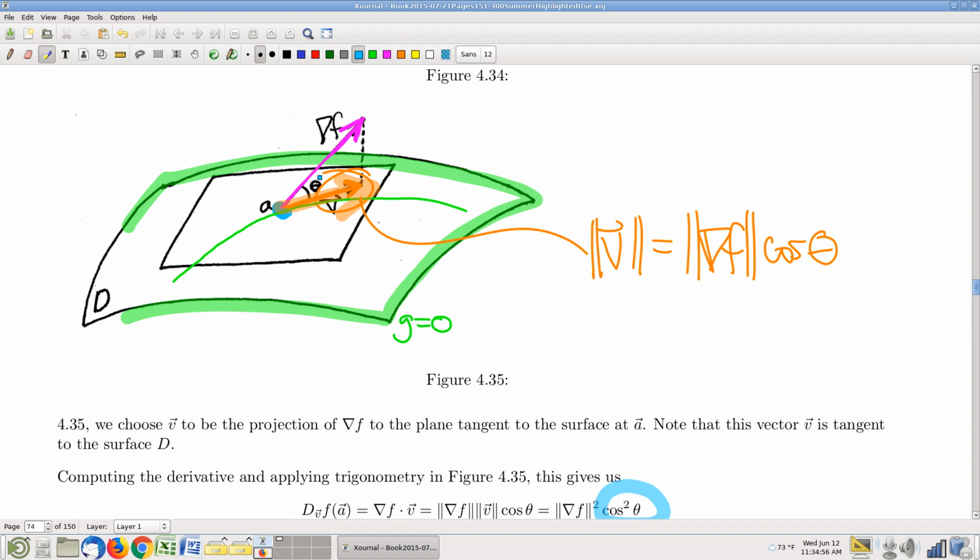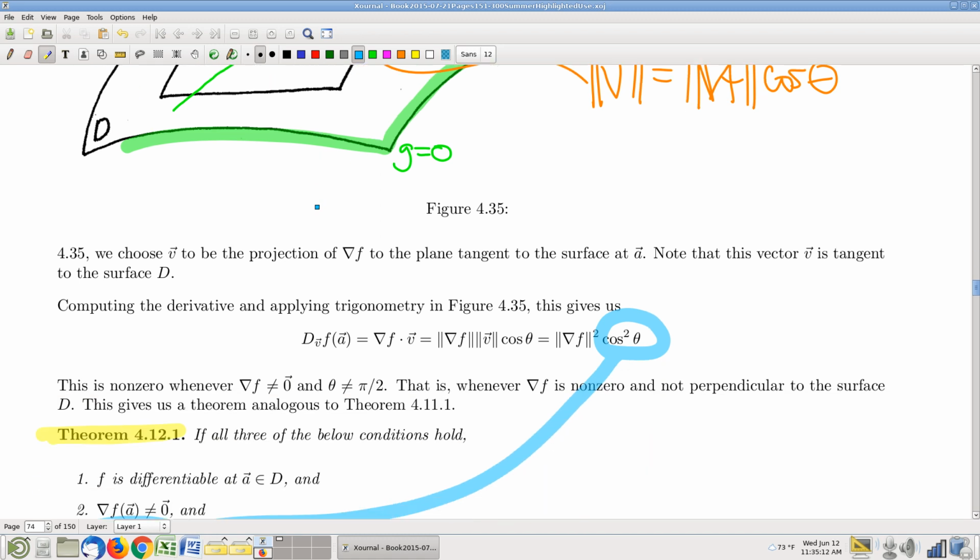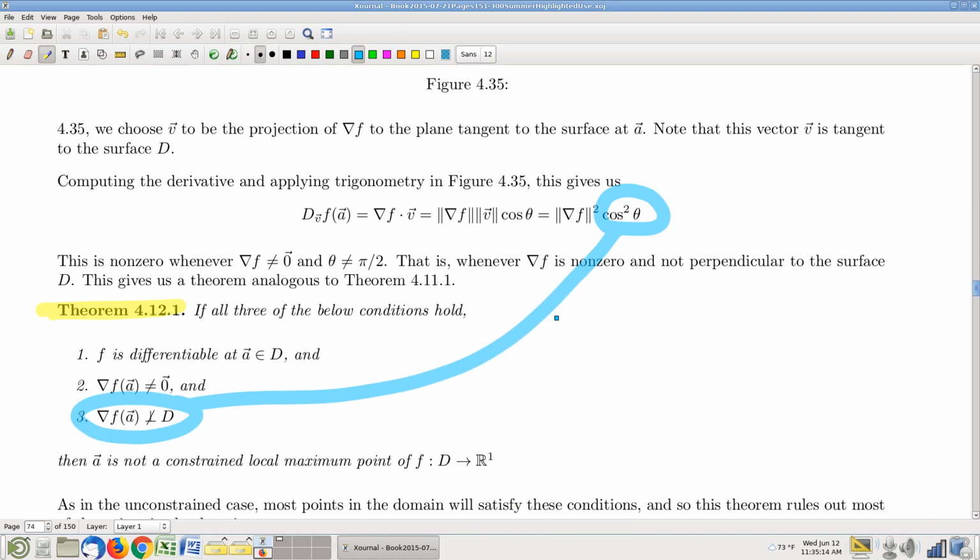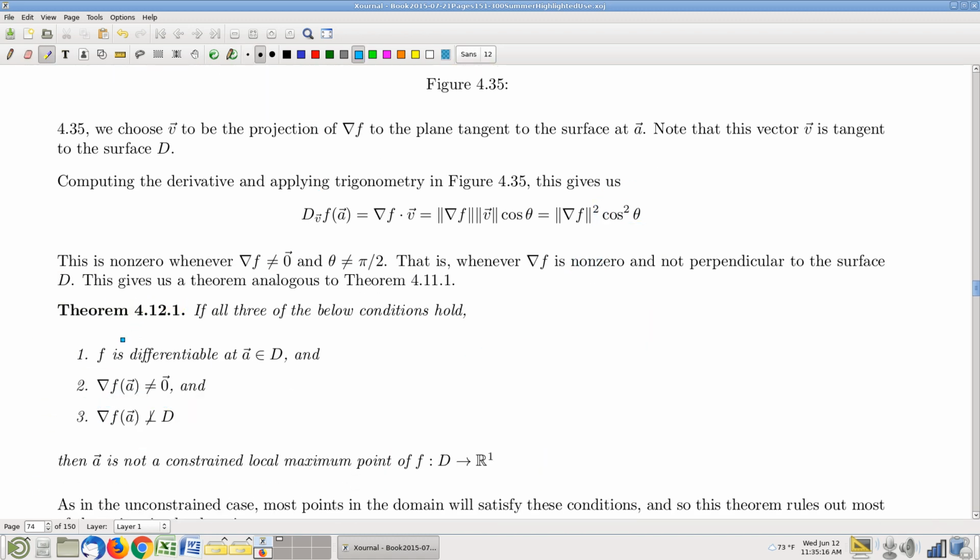Right? This angle here, if the cosine of that angle is 0, in other words, if that angle is a right angle, then the projection, this magnitude of v, is 0. Okay. So these are the conditions. This is my ruling out process.